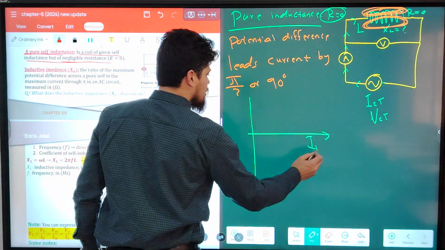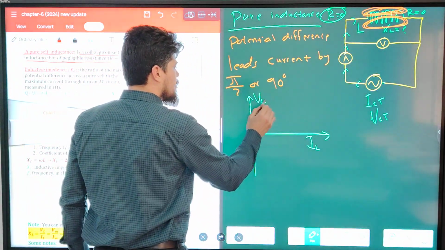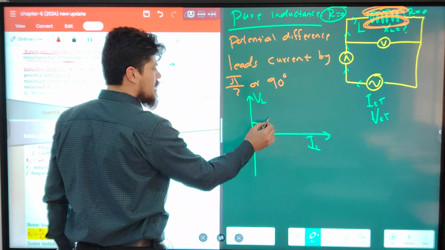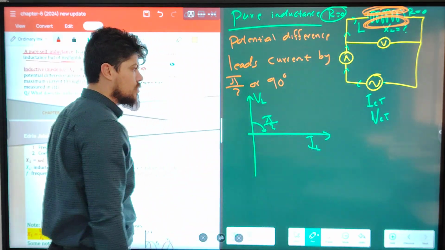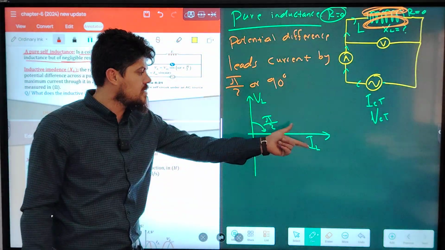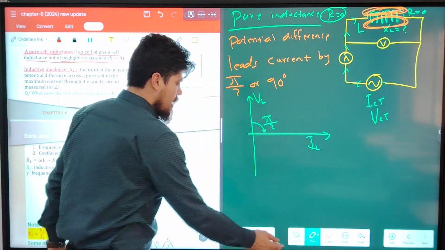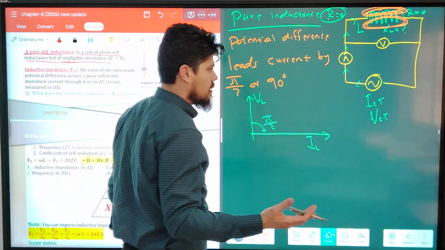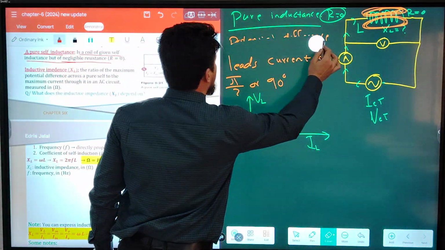So this is the current across the inductance, and here is VL. According to this figure, potential difference leads current by what? Pi over 2. Potential difference leads current by phase pi over 2. Okay? So can we say current lags behind potential difference? The same thing.